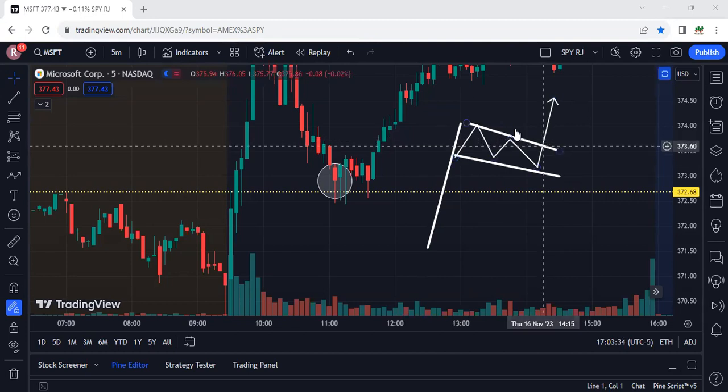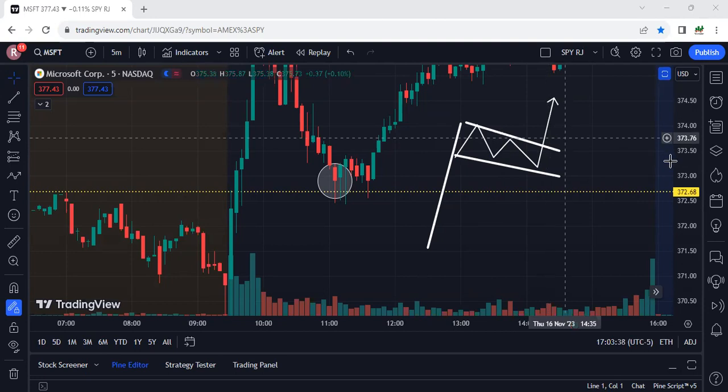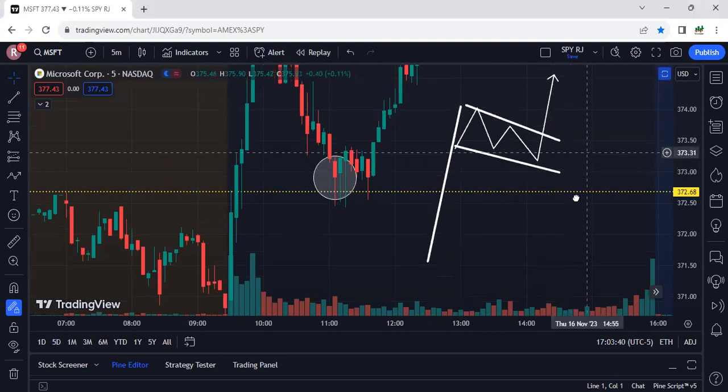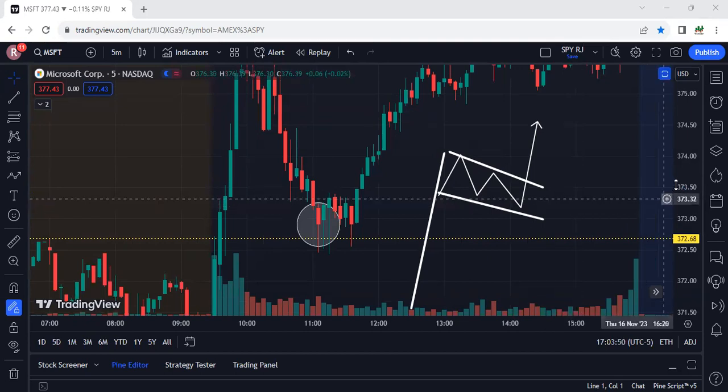Under the trend line. Bottom of the flag. Okay, I like that. I like what just happened right there. We got a person that said upper trend line. Cool. Bottom of the flag.